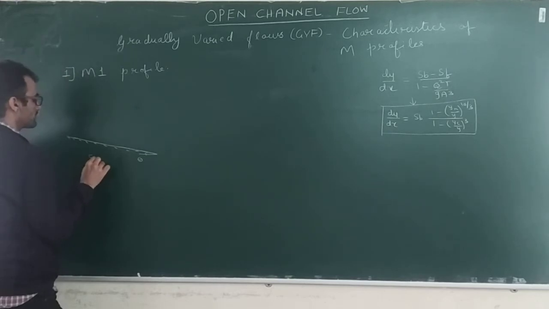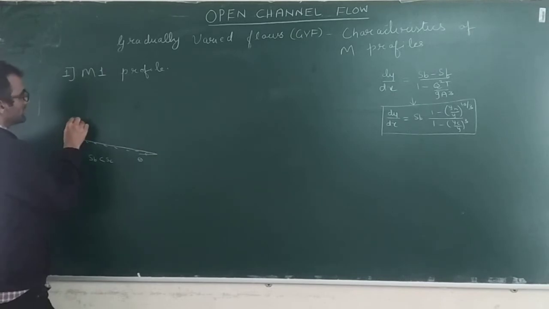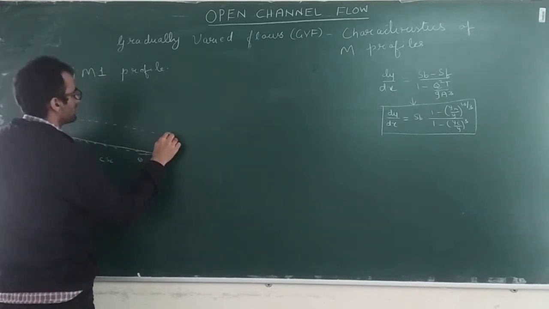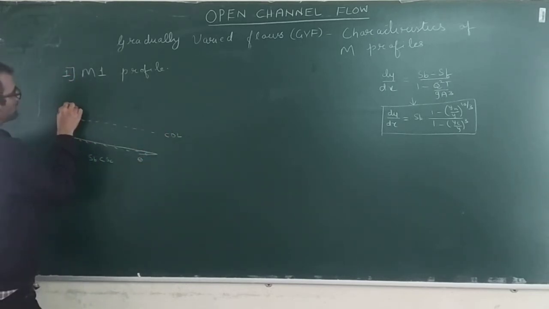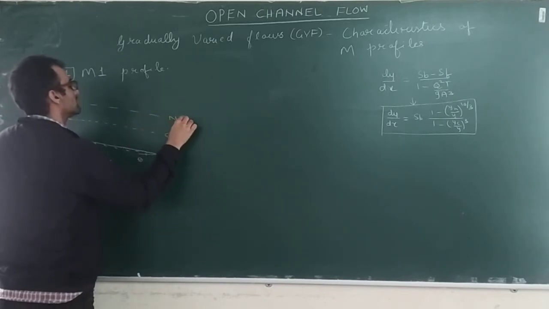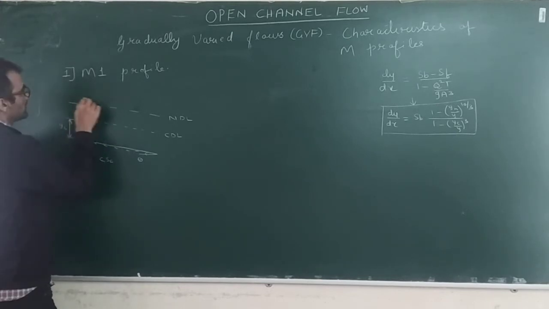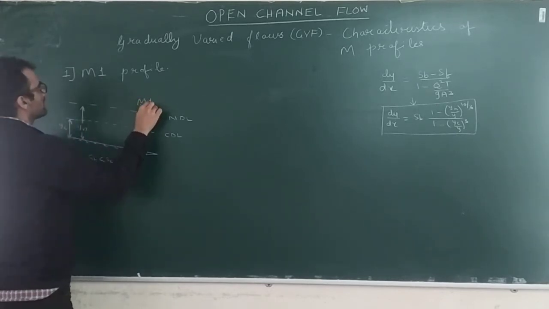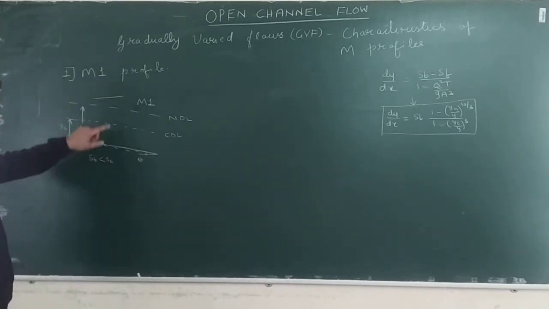For a mild slope, the slope will be less than the critical slope. The critical depth line will lie somewhere here, and the normal depth line will lie above the critical depth line. So yc will be this much, yn will be this much, and then we will have a profile here, M1. If the GVF flow is taking place in this zone, it will be an M1 profile.